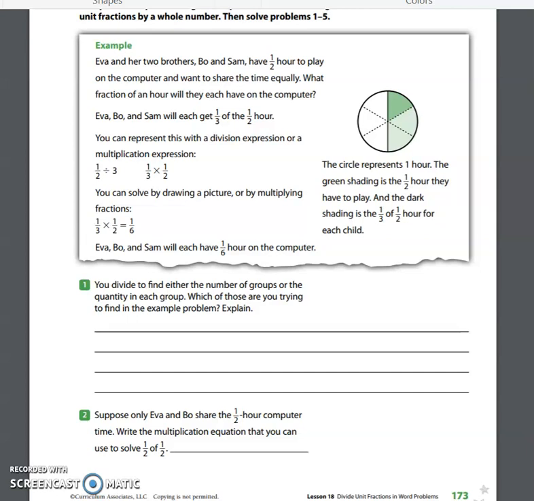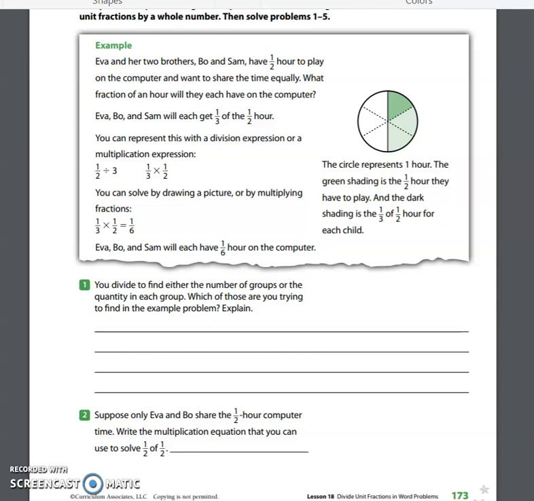Today we're going to review our lesson 18. It says divide unit fractions in word problems. The example says Eva and her two brothers, Bo and Sam, have half an hour to play on the computer and want to share the time equally. What fraction of an hour will they each have on the computer?